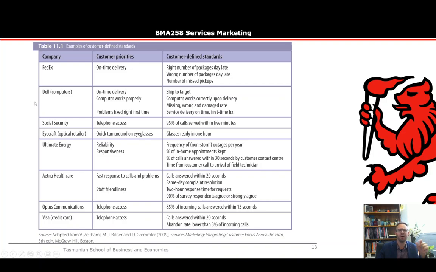Because Dell does a lot of online transactions, right? Computer works correctly upon delivery, and it's the small thing. So you turn it on, it just works. You don't need to install bloatware, which is like the extra software that sometimes they package with the computers.